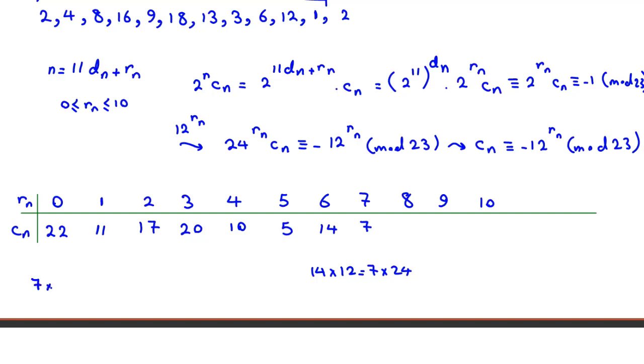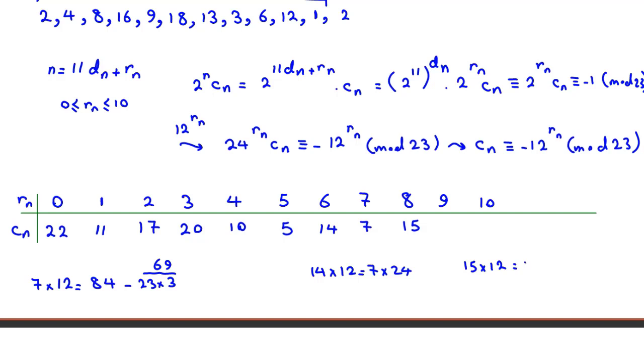Next one, 7 times 12, which will be 84. 84 minus 23 times 3, which is 69, so 15. For C8, it will be 15. And the next one is 15 times 12.